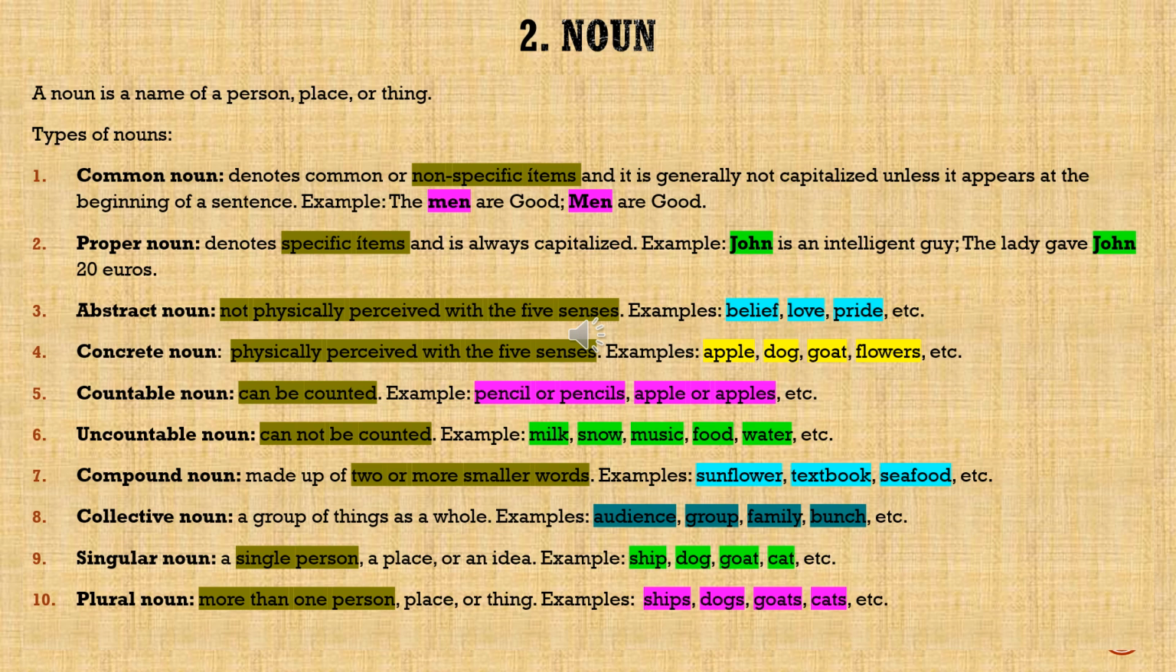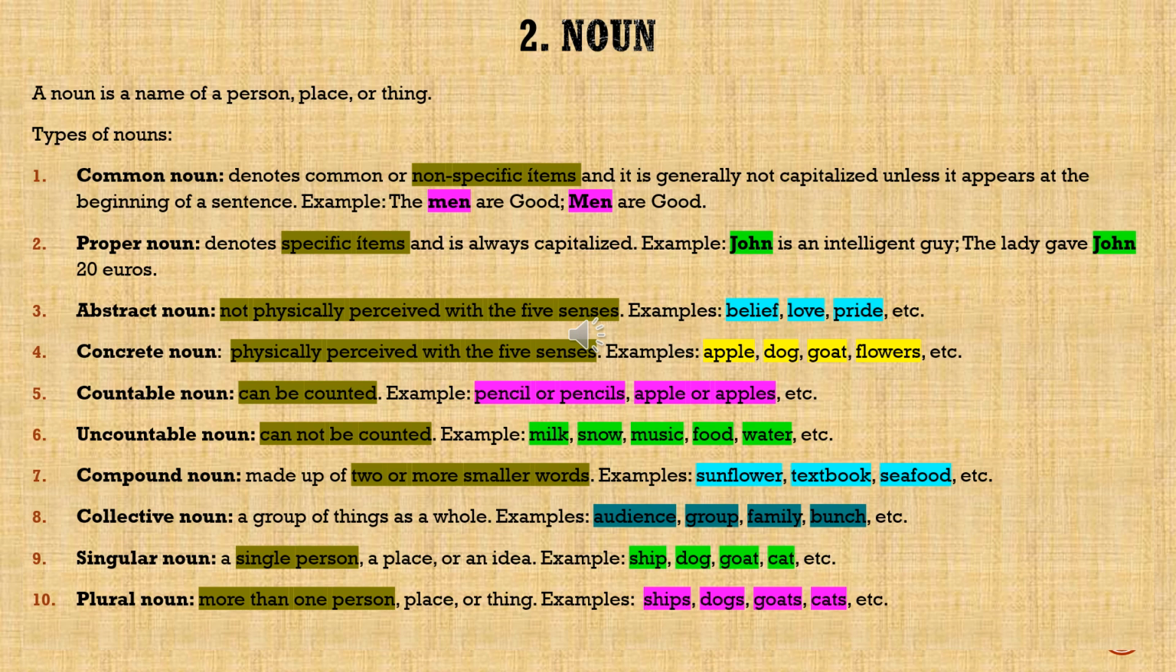3. Abstract noun. An abstract noun is something that you cannot physically experience or perceive with your five senses. For example, belief, love, pride, happiness, etc. An abstract noun is a noun denoting an idea, feeling, concept, or emotion. 4. Concrete noun. A concrete noun is something that you can physically perceive with your five senses. For example, apple, dog, eyes, flower, etc.